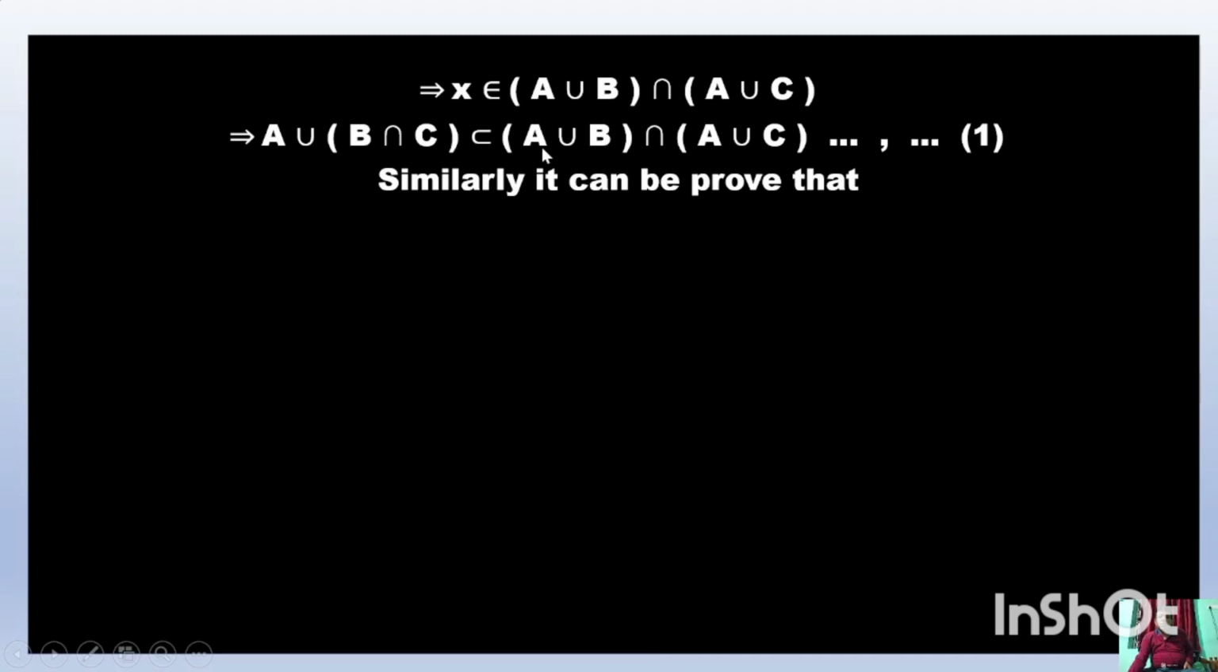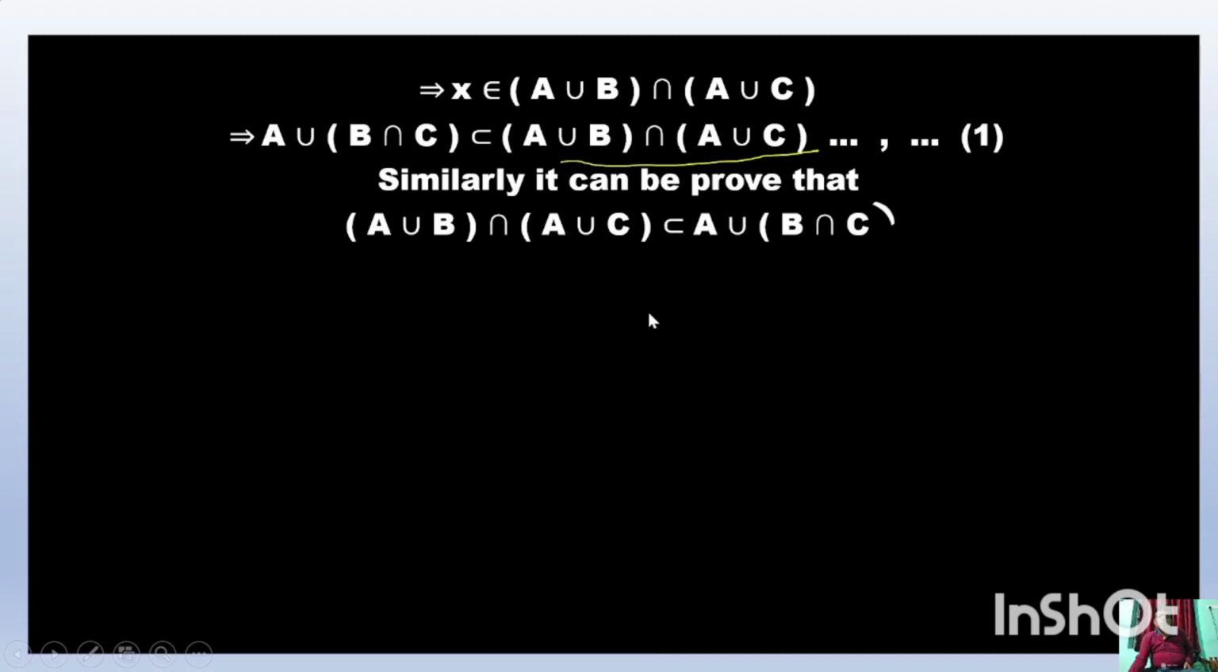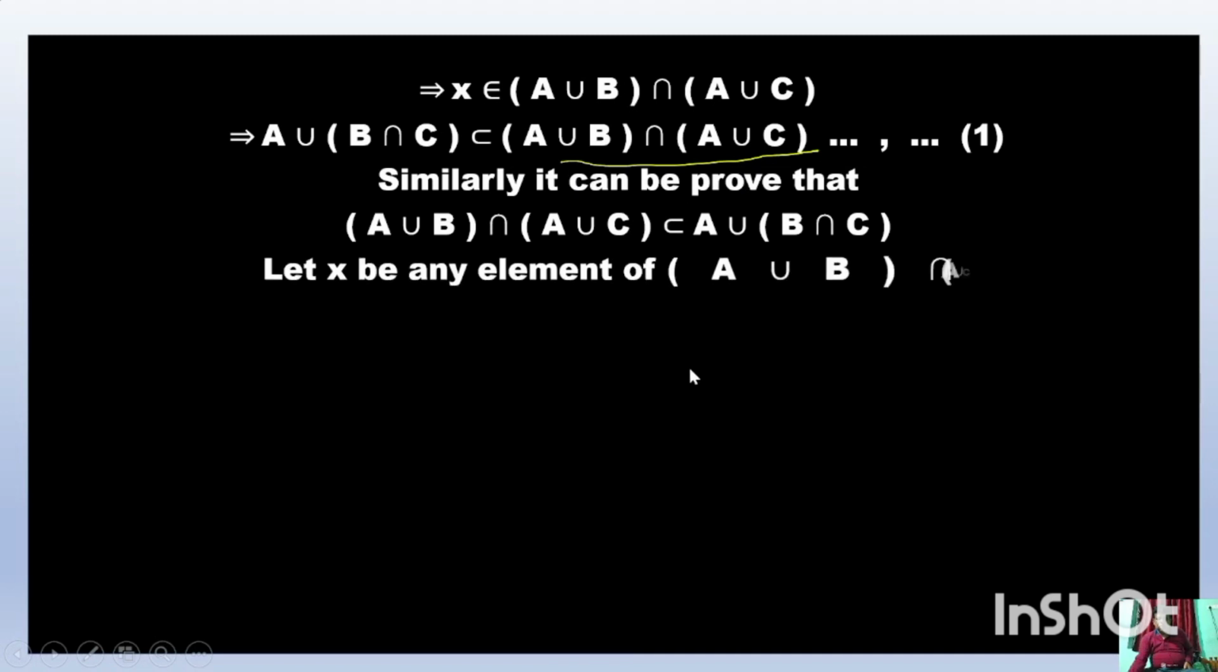A union B intersection C is a subset of A union B intersection A union C. Similarly, it can be proved that A union B intersection A union C is also a subset of A union B intersection C. Okay, how to prove? It is also proved. See, I am going to explain every detail for you.